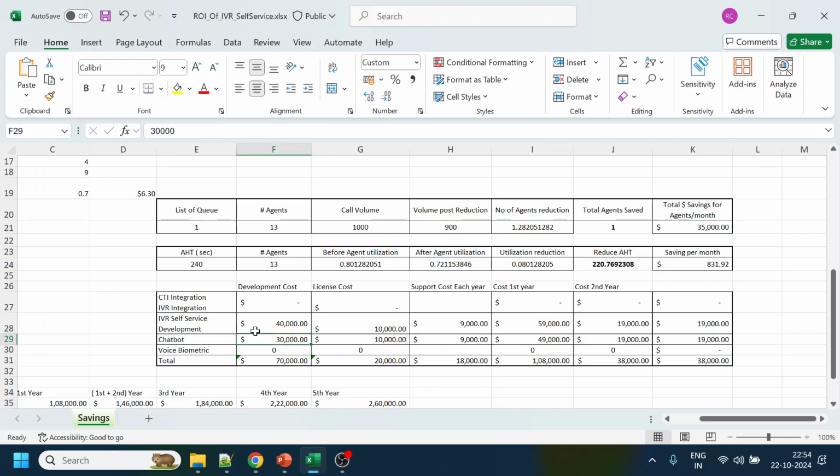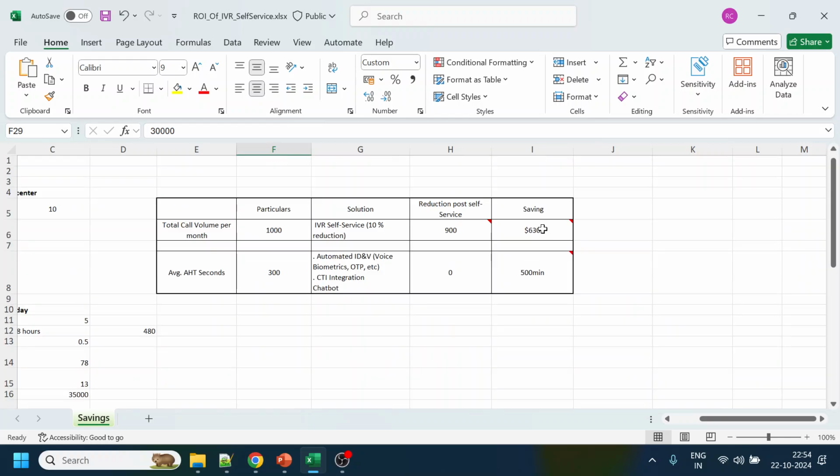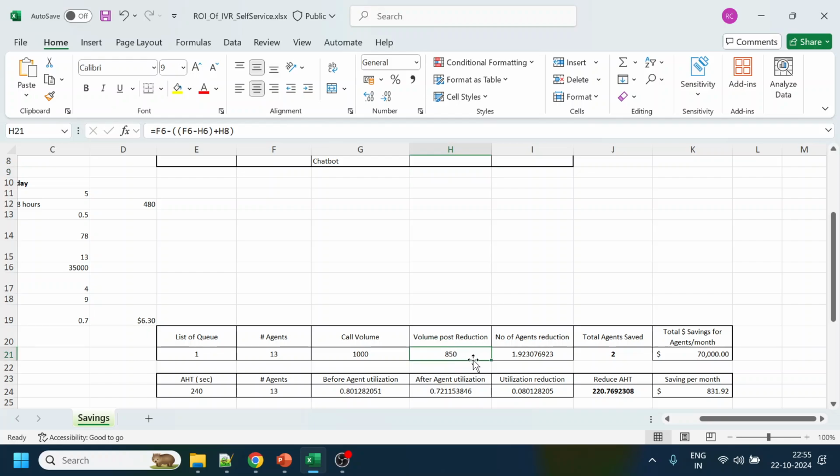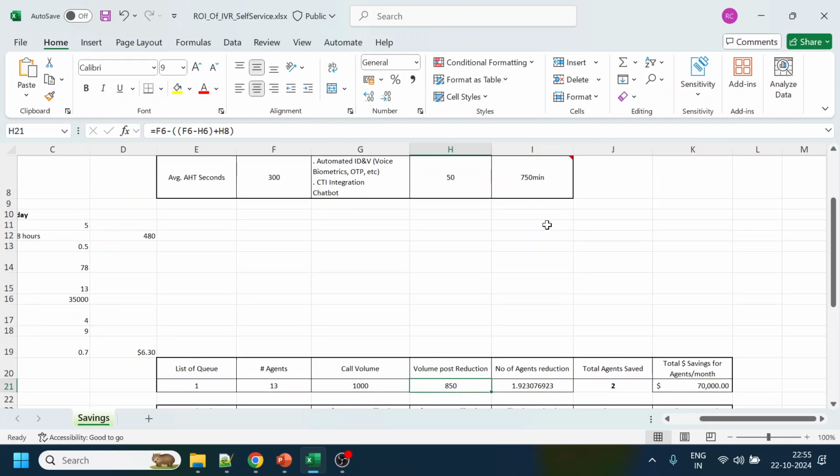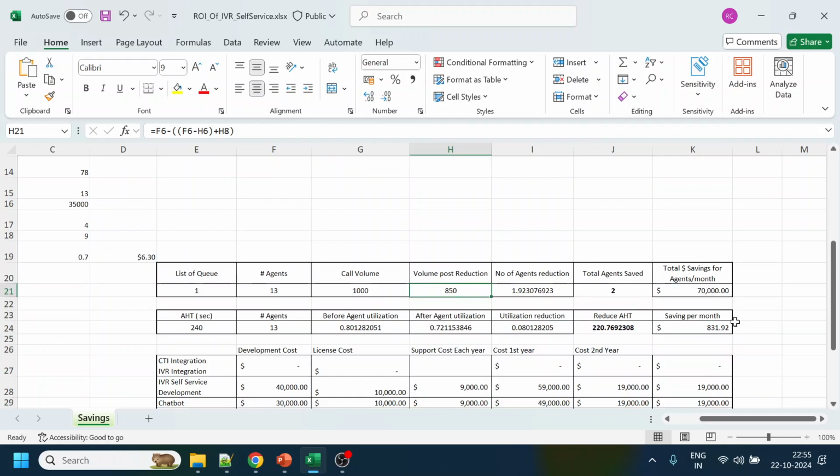Second is, let's say you have included something called a chatbot, right? So let's say out of 1,000 calls, 100 are now deflected by the self-service. Now only 900 calls are getting to the agent. Now let's say you have introduced a new channel, which is a chatbot, which on the website is now reducing 50 calls, right? So overall, what you get is 850 calls reduced right over here, which leads to further outputs over here, if you can see.